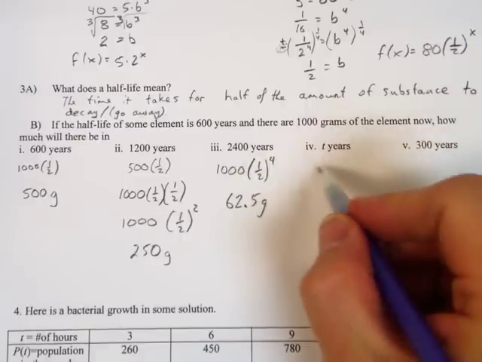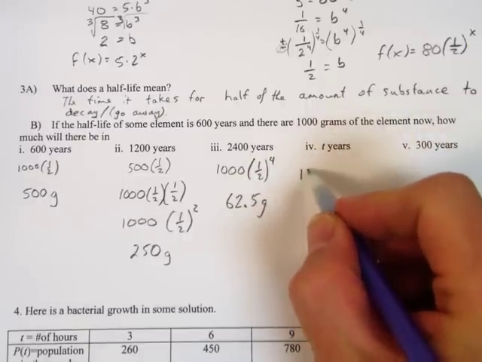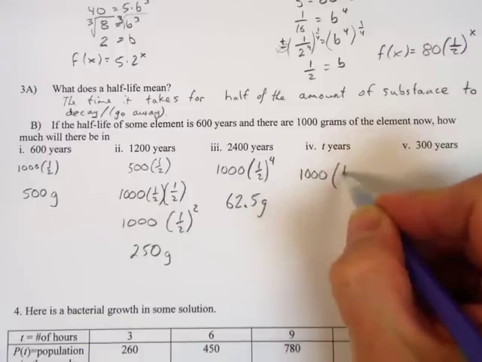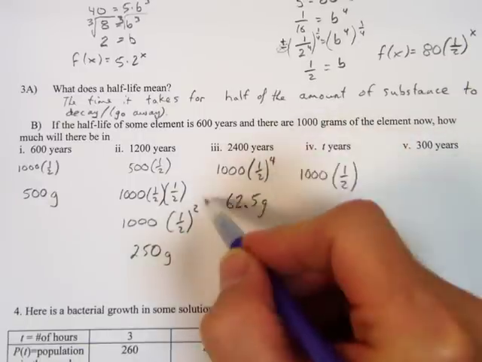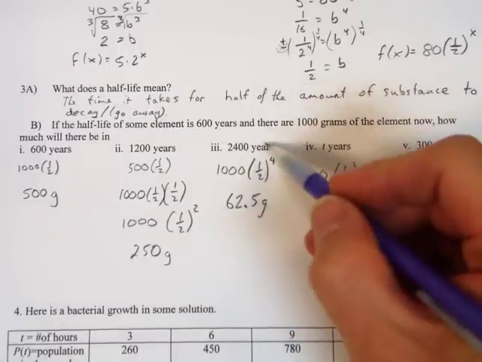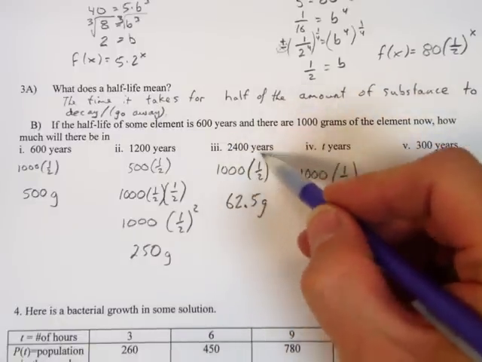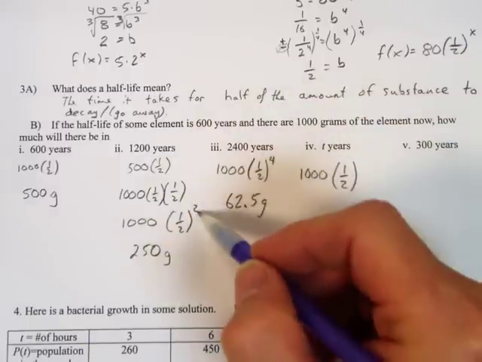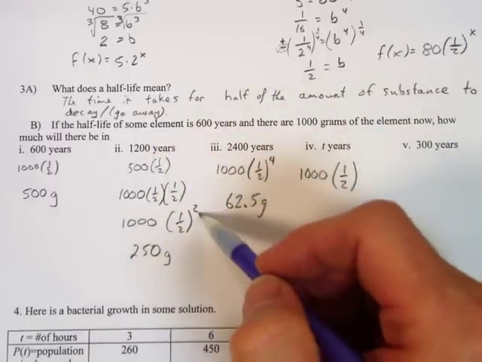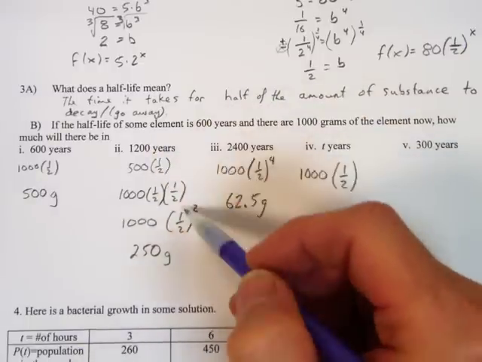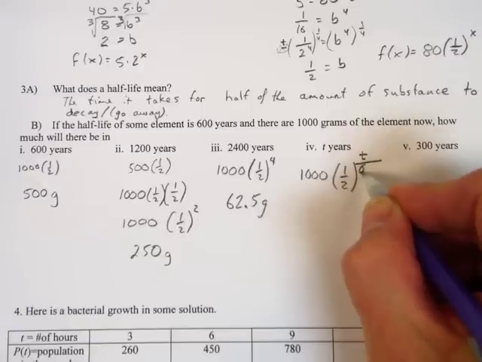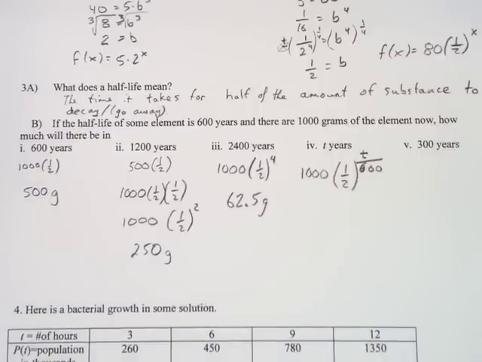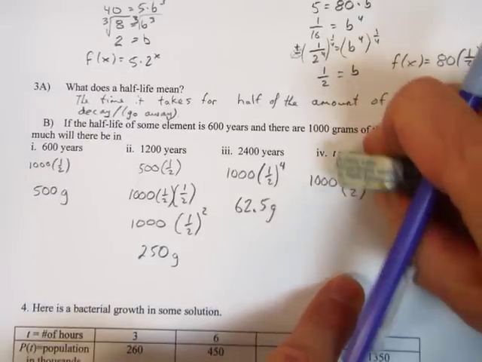Now, what would it be in T years? We know we have 1,000, and we know it's going to be multiplied by a half to some power. How do we get this 4? How do we get this 2? We took 2,400 and we divided it by 600. How can we get the 2? We had 1,200 divided by 600, and we have our 2. So in general, we're going to take our number of years, and we will divide it by 600. Let me erase that to make sure it's clear.